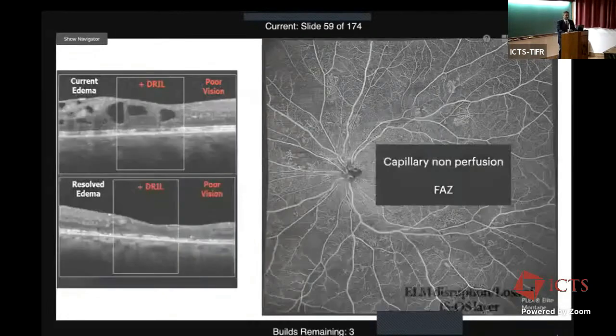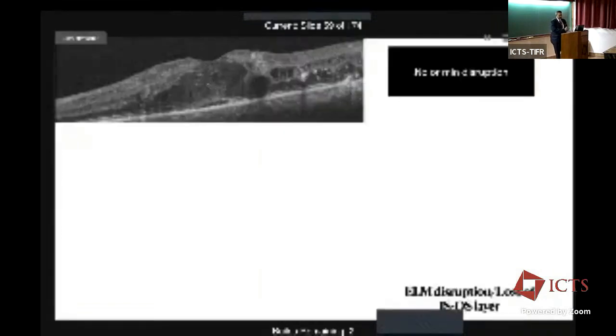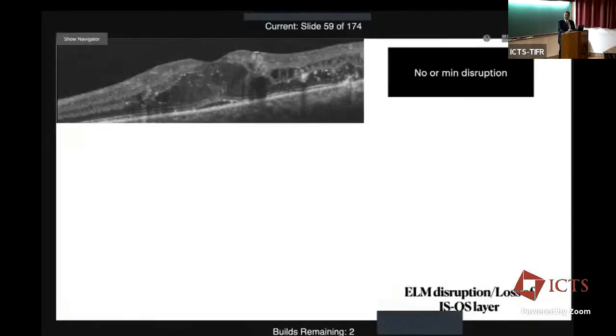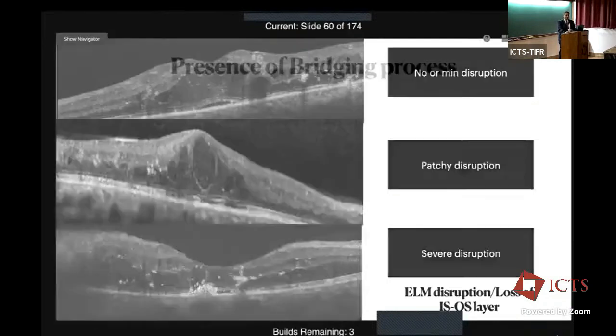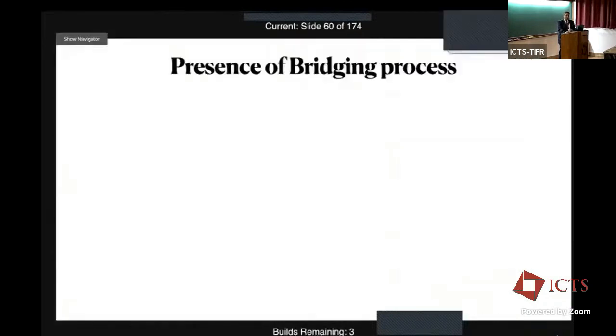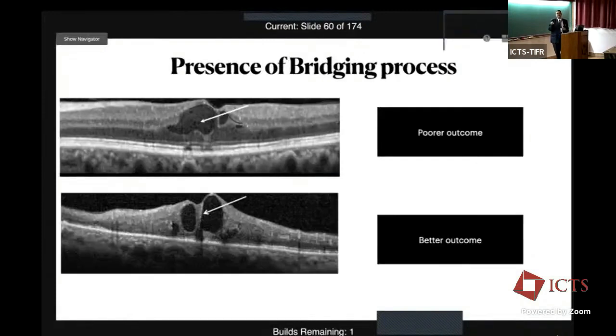We have markers like the outer layer. Not sure whether you will understand this. There are discontinuities in the parallel lines, which you see in the lower one. You have minimum disruption, you have patchy disruption, and you have a very severe disruption, again correlating with the visual gain a person will get. There are certain bridging processes, which are basically Mueller cells of the retina. If these processes are not there, the visual prognosis is poor.